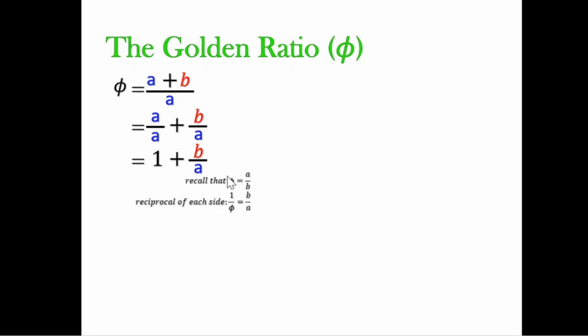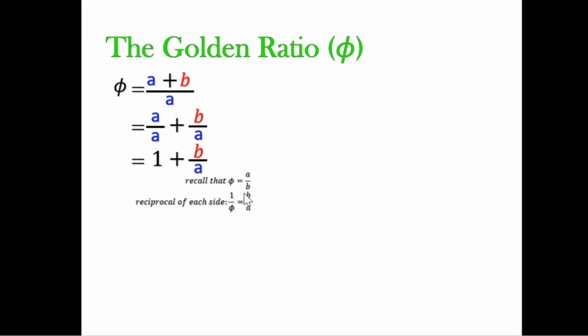Let us focus on this equation that we had in the last slide. So we have phi equal to A over B. If we get the reciprocal of each side, remember the concept of reciprocal. If you are given a fraction, which has a numerator and a denominator, the reciprocal is another fraction formed by interchanging the numerator and the denominator. So the reciprocal of A over B is B over A. How about phi? Well, the denominator of phi is understood to be 1, so its reciprocal should be 1 over phi.